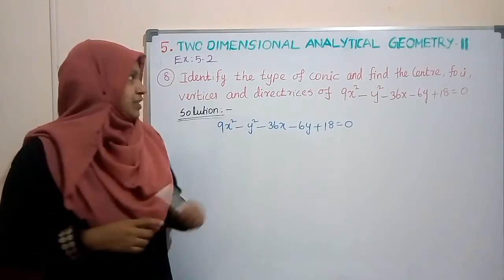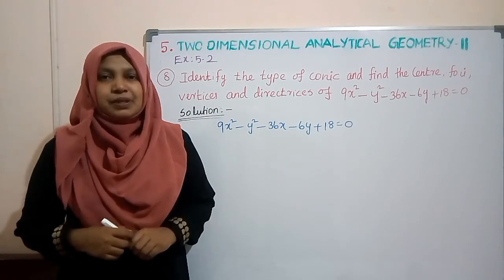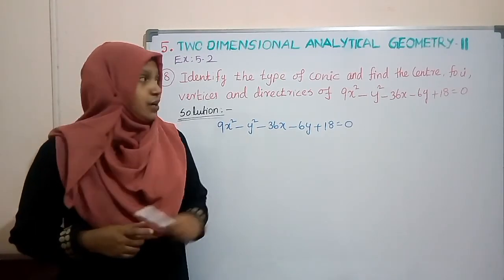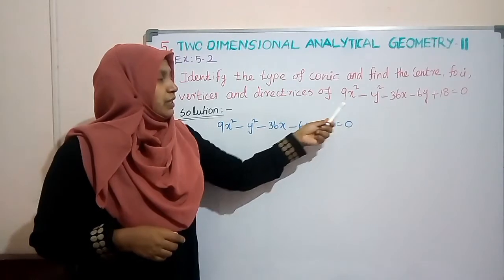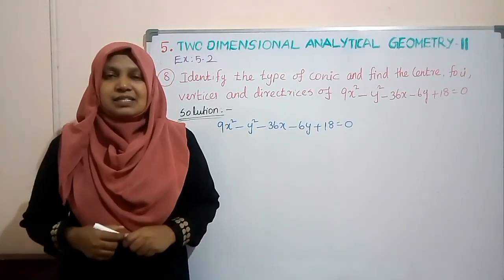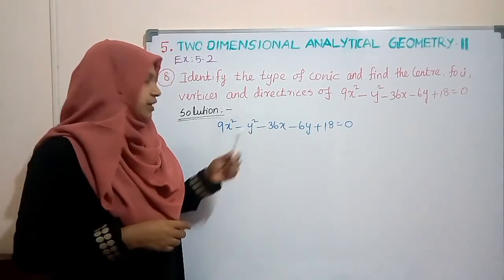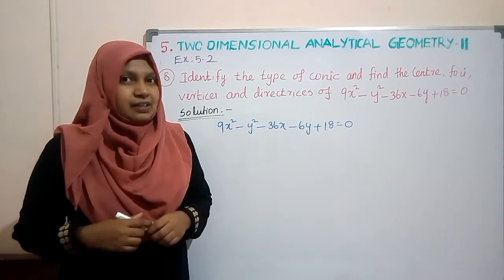Now question number 8. Identify the type of conic and find the center, foci, vertices and directrices of 9x square minus y square minus 36x minus 6y plus 18 is equal to 0. Okay, so consider this given equation, and we already did this in our ellipse.